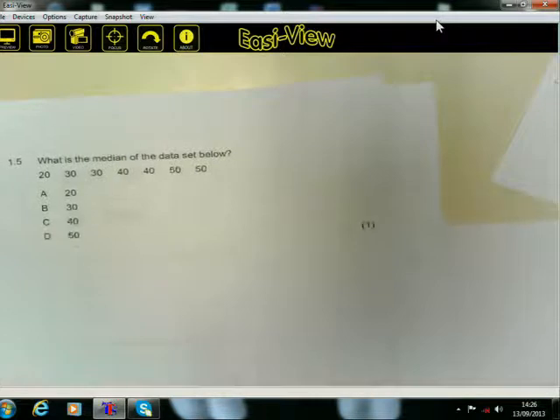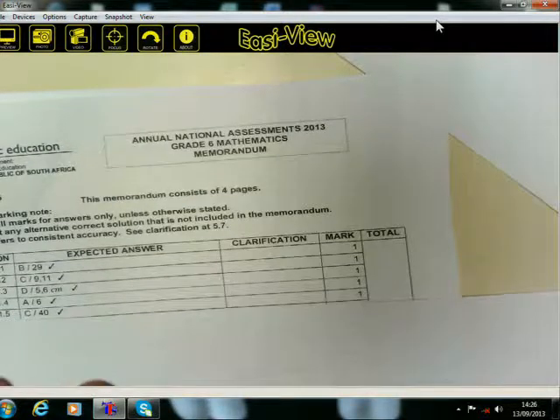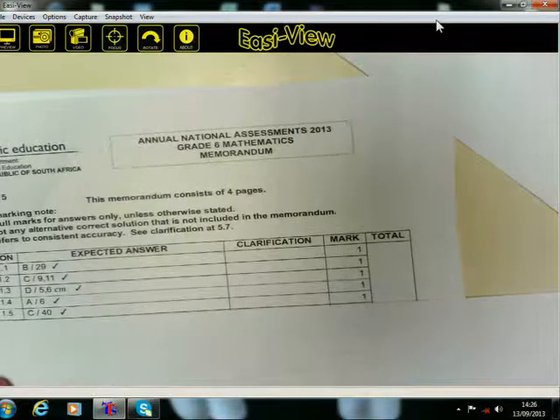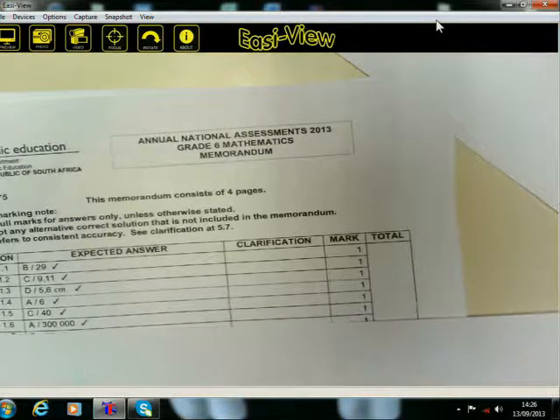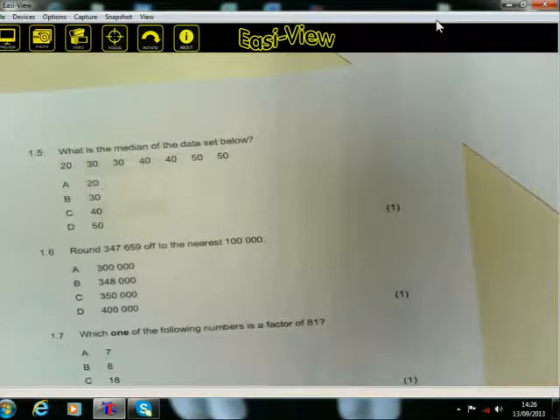1.5 there. What is the median of the data set below? And then we are given A is 20, B 30, C 40, D 50. Now the memo there, it's 40. It's 1 mark. And then we go to the next question again.